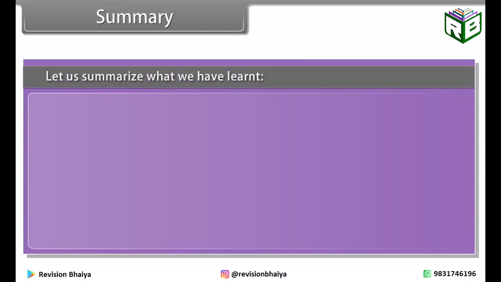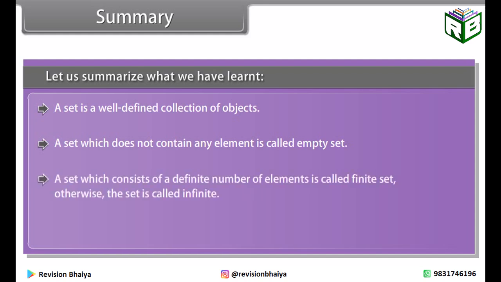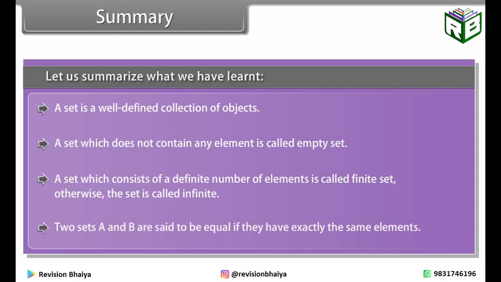Let us summarize what we have learned. A set is a well-defined collection of objects. A set which does not contain any element is called empty set. A set which consists of a definite number of elements is called finite set. Otherwise, the set is called infinite. Two sets, A and B, are said to be equal if they have exactly the same elements.